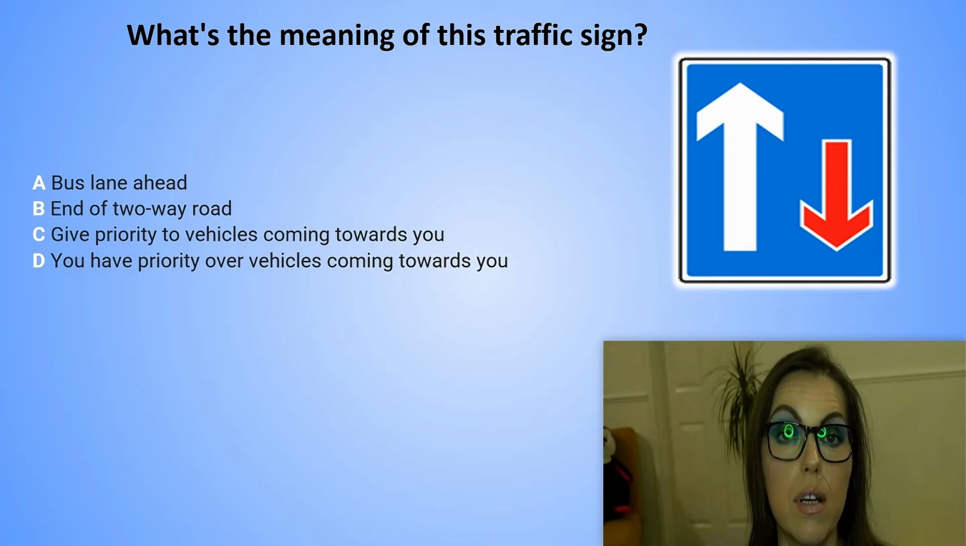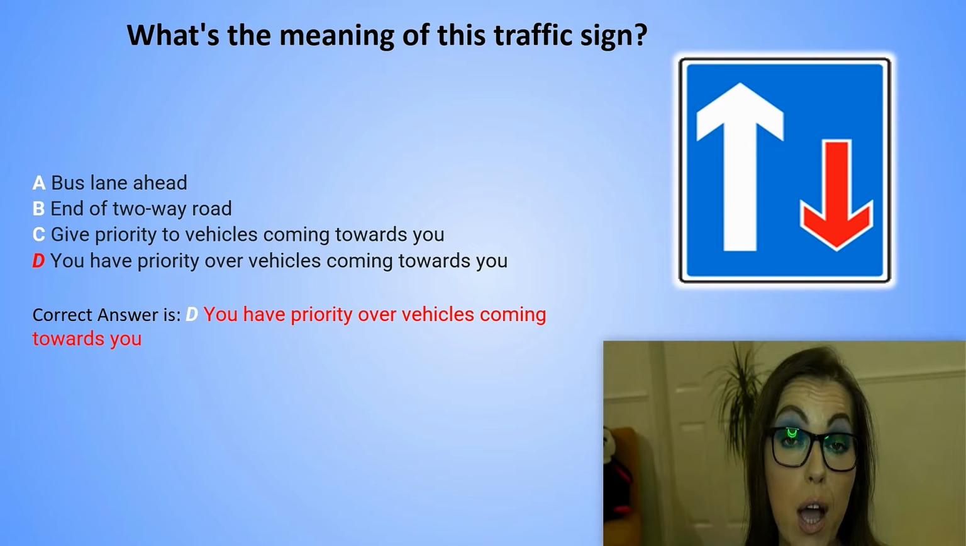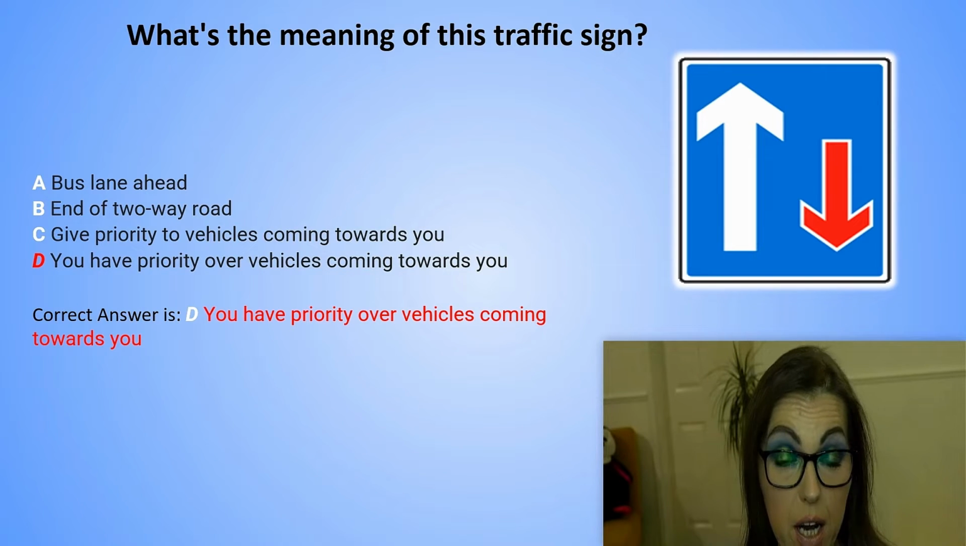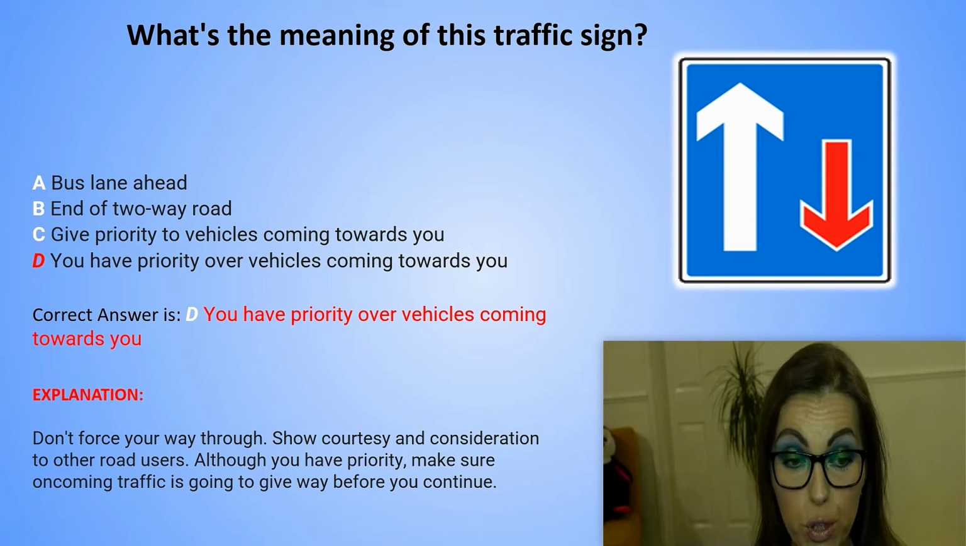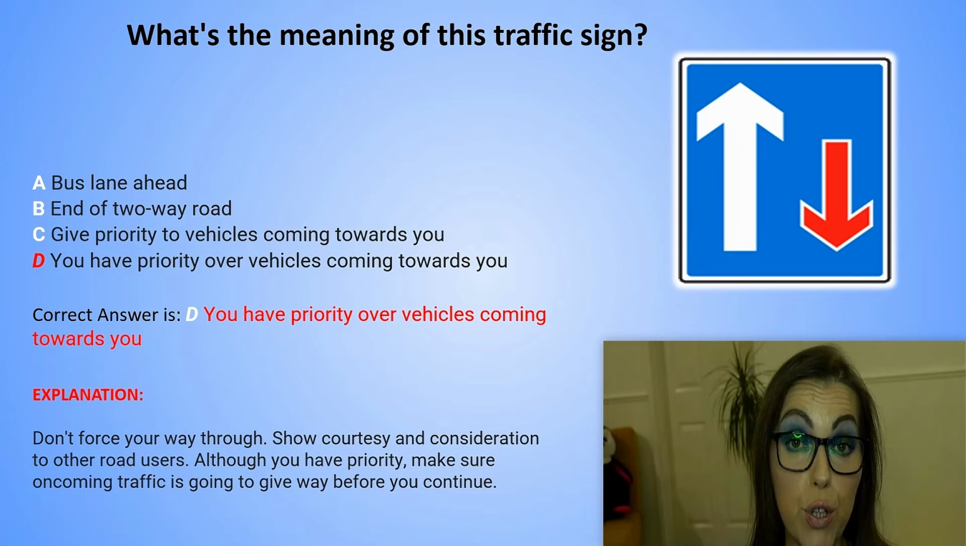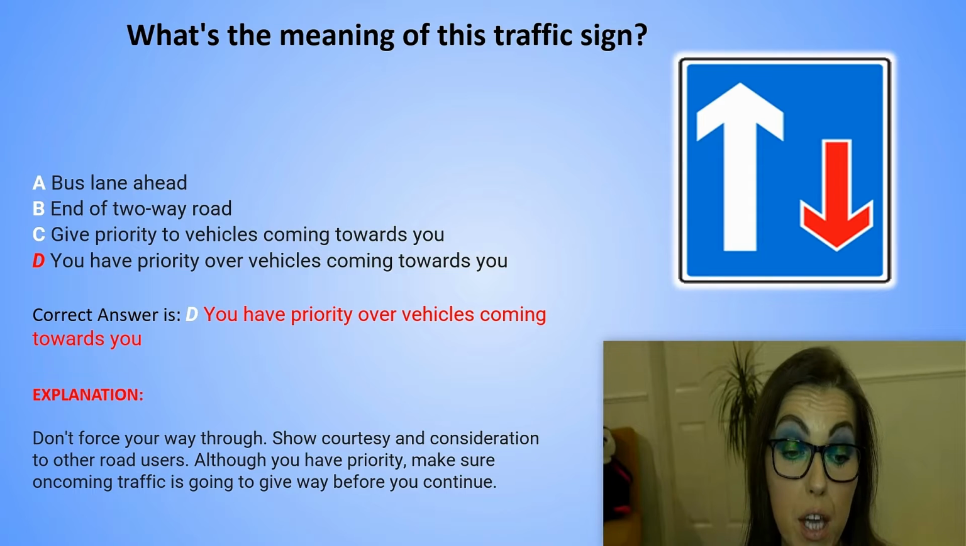5, 4, 3, 2, 1. And the correct answer is you have priority over vehicles coming towards you. Explanation. Don't force your way through. Show courtesy and consideration to other road users. Although you have priority, make sure oncoming traffic is going to give way before you continue.